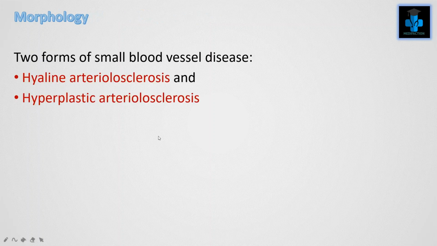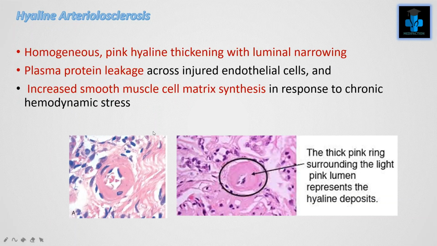Now let's move on to morphology. There are two forms of small blood vessel diseases named hyaline arteriolosclerosis and hyperplastic arteriolosclerosis. First, let's see in detail about hyaline arteriolosclerosis.